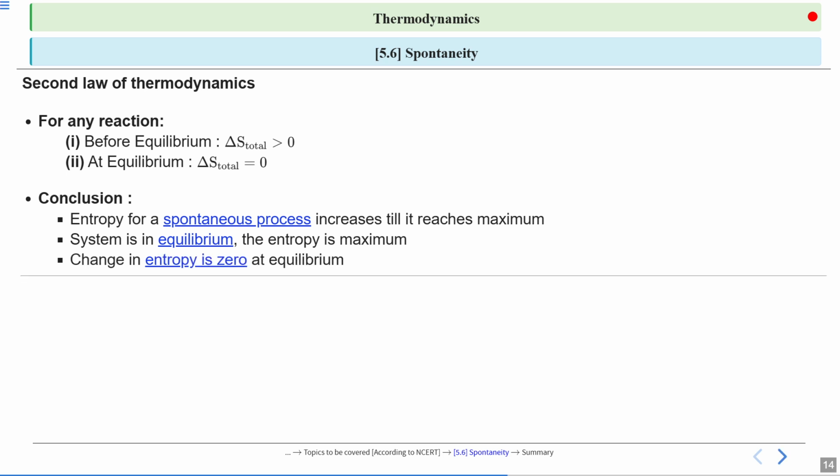Therefore, we can say that entropy is an important factor. I would say it is the only factor that could decide the spontaneity of a given reaction. But the problem is that we have to look at the total entropy and not the system itself. So that's the problem here. We will see this thing also.